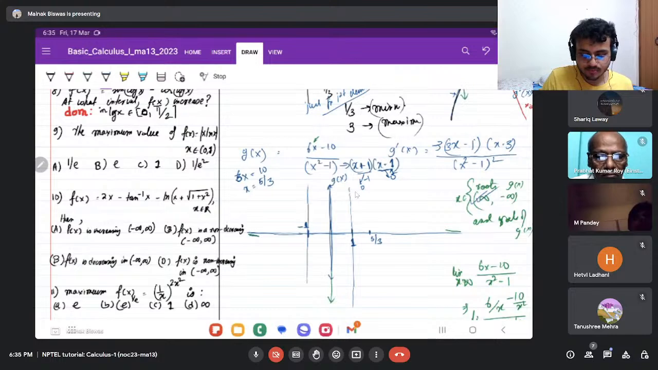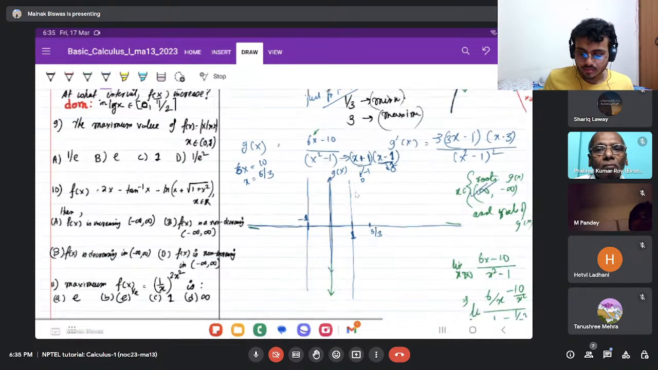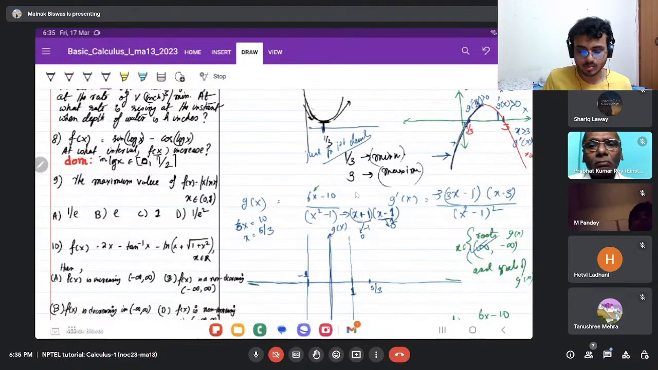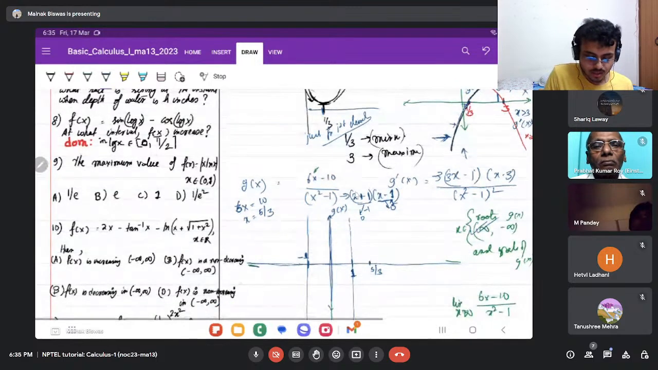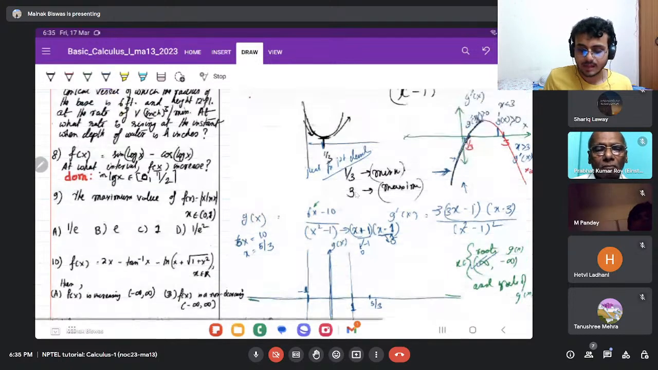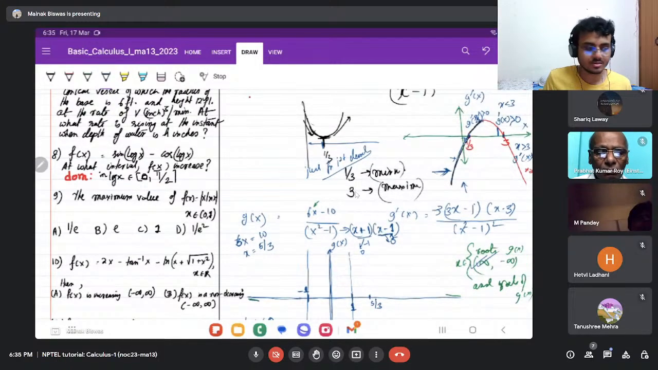Poles, roots, infinity we have dealt with, right? Next, from minus infinity to 1 by 3 the function is having a negative slope. Do you agree? Which means it is a decreasing function, right? From the g dash x, this part, g dash x is less than 0. Do you agree? Up to 1 by 3 it's less than 0, right?